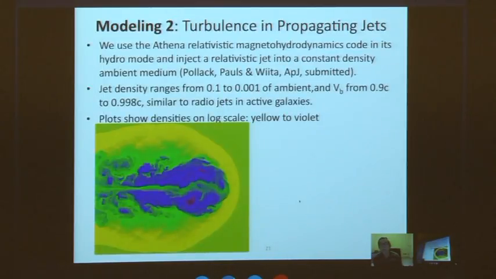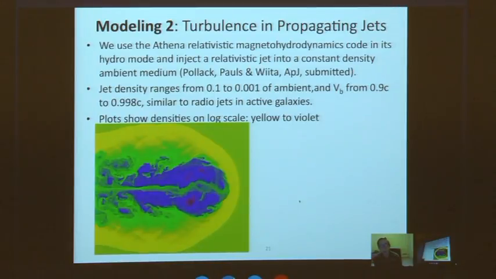And what we've done is model propagating jets using the Athena relativistic MHD code that's mostly been developed by Jim Stone and his colleagues at Princeton. And we injected a relativistic jet into a constant density medium. And this is work that I've done with a couple of other students, Max Pollock and David Pauls. And we've done simulations where the jet density ranges from about 1,000 to about 1/10 of the ambient medium density. And they're all relativistic jets with bulk velocities between 0.9 and 0.998 c.